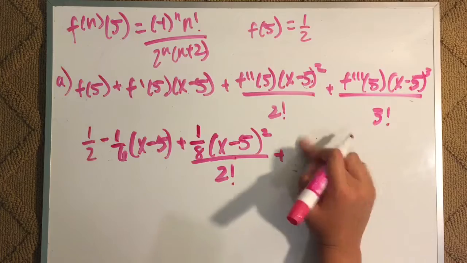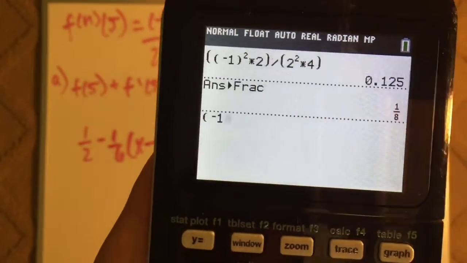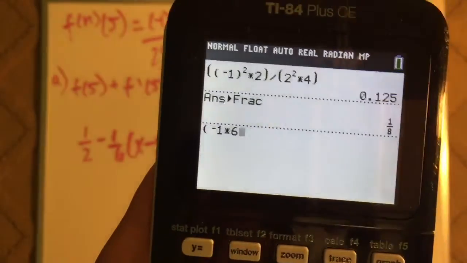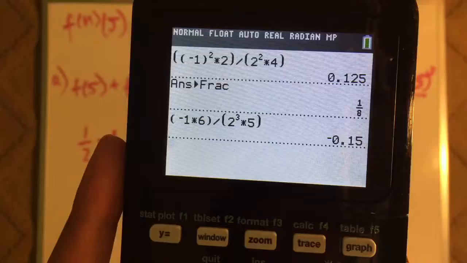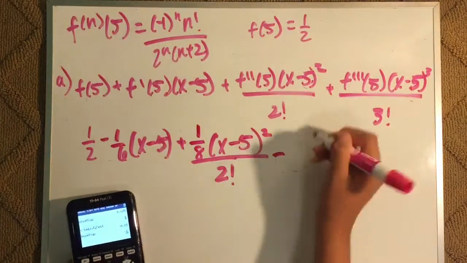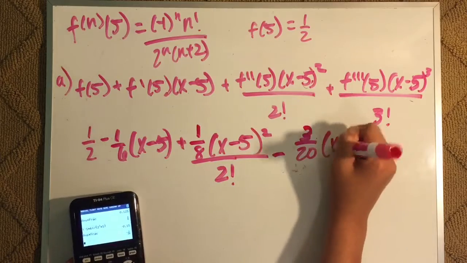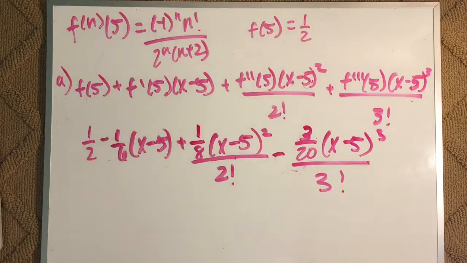And then to find f triple prime of 5, we plug in 3 into f^(n)(5), so we have negative 1 times 6 over 2 to the power of 3 times 5, which equals negative 3 over 20. So we'll put that into our Taylor polynomial equation, and if you want, you can simplify further.